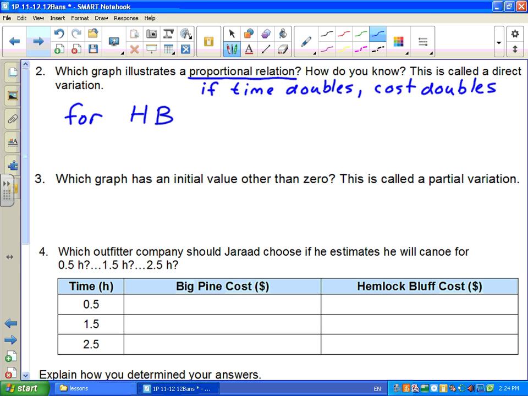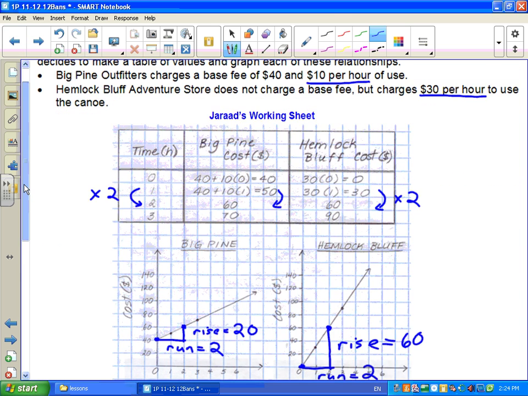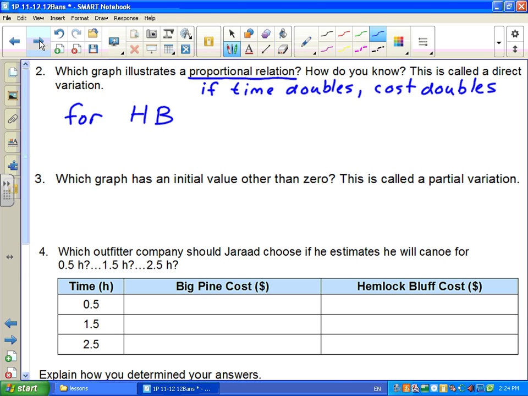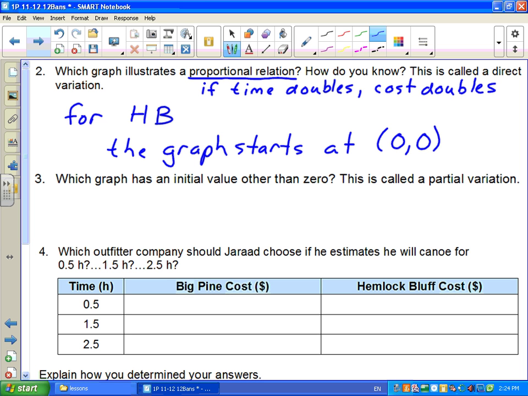Now, how can you recognize direct variation from a graph? Take a look at our graphs back here. Let's look at Hemlock Bluff's graph. Where does it start? What is the first point on this graph? Drake, where does this one start? At 0, 0. Yeah. Anytime a graph goes through 0, 0, it's going to be direct variation or a proportional relationship. So we can say that if a graph starts at 0, 0, we have direct variation.